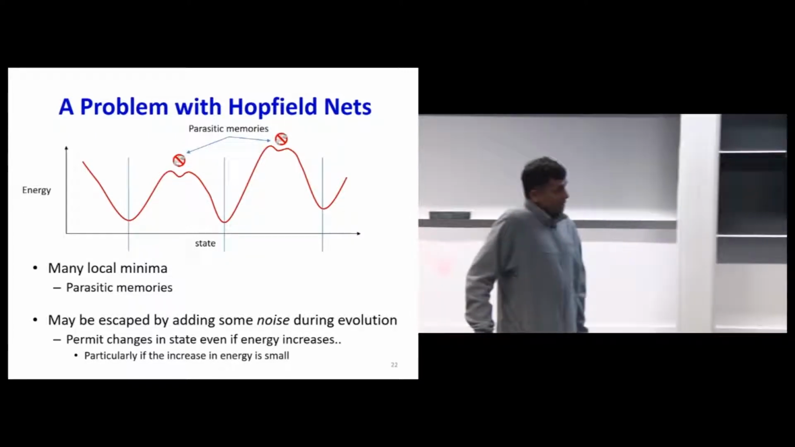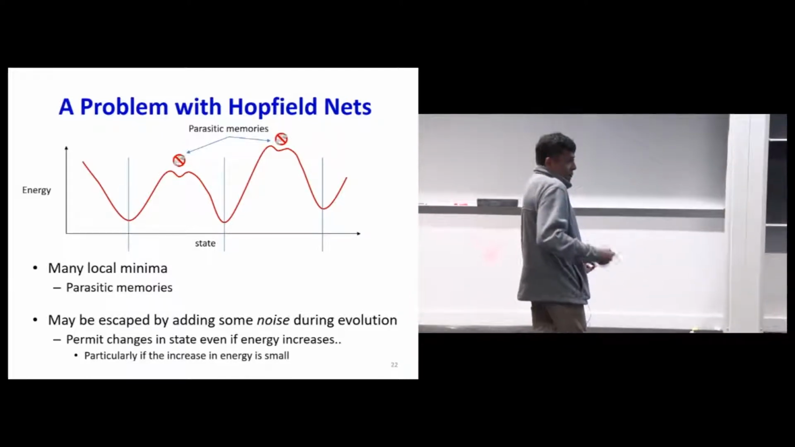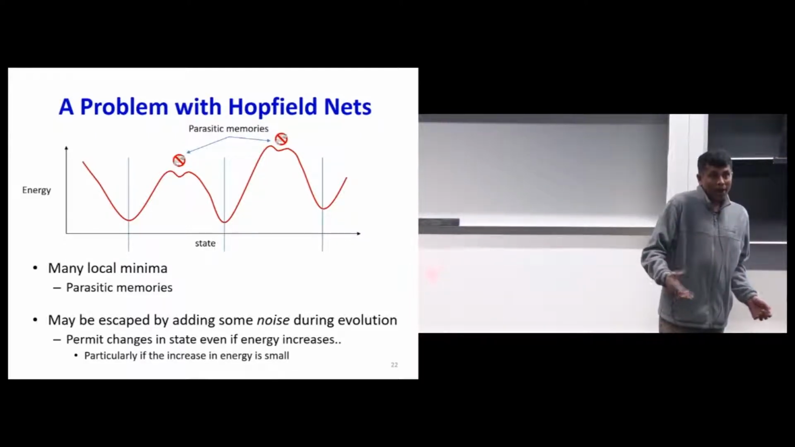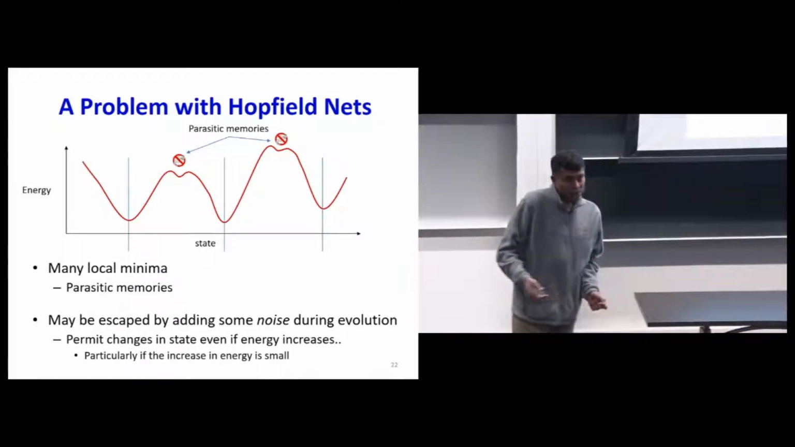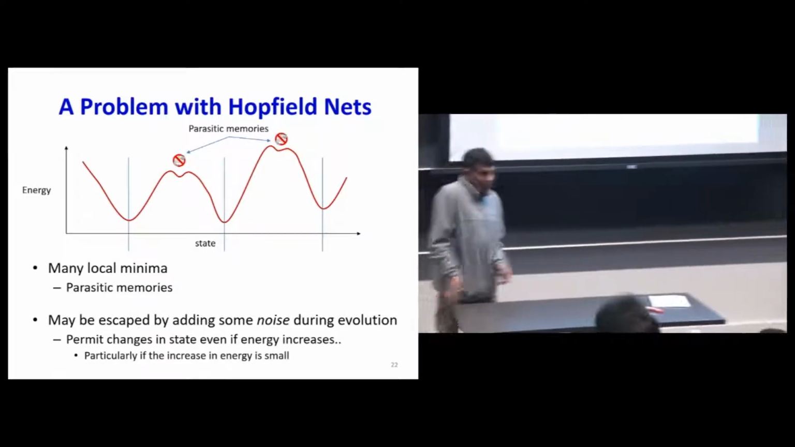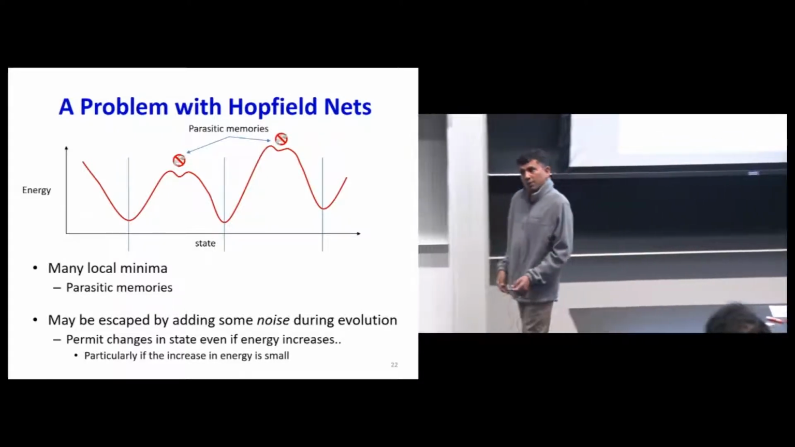And one way to try to escape these is to maybe add a little bit of noise, perturb the network once it settles at some point, and then go back and let it evolve again. So if you perturb the network, if you happen to be at a local minimum, then a perturbation is likely to get it outside the local minimum, and then it will continue down into a deeper valley.